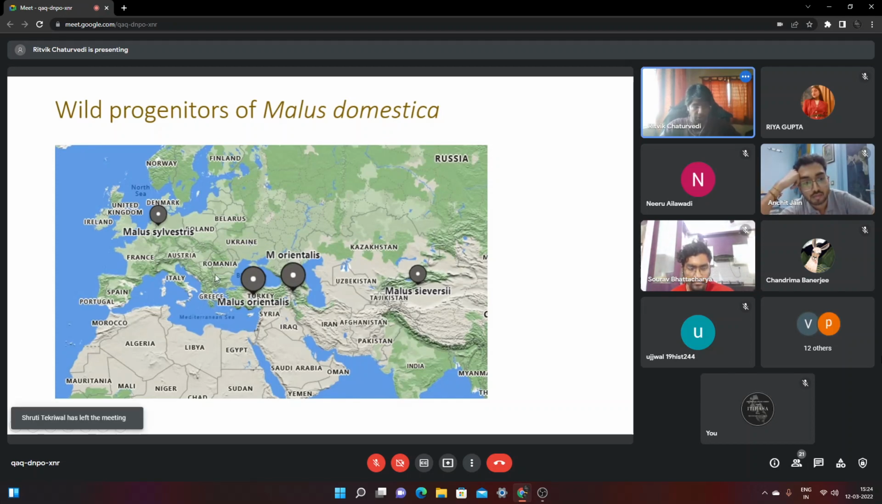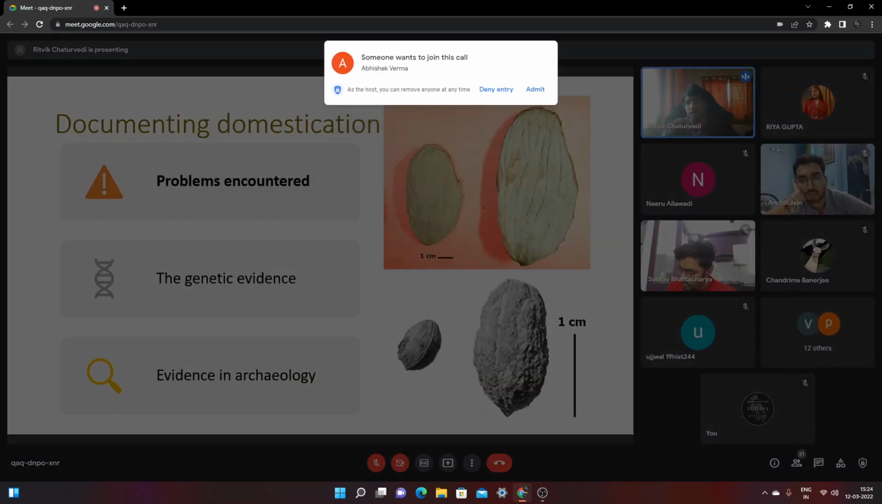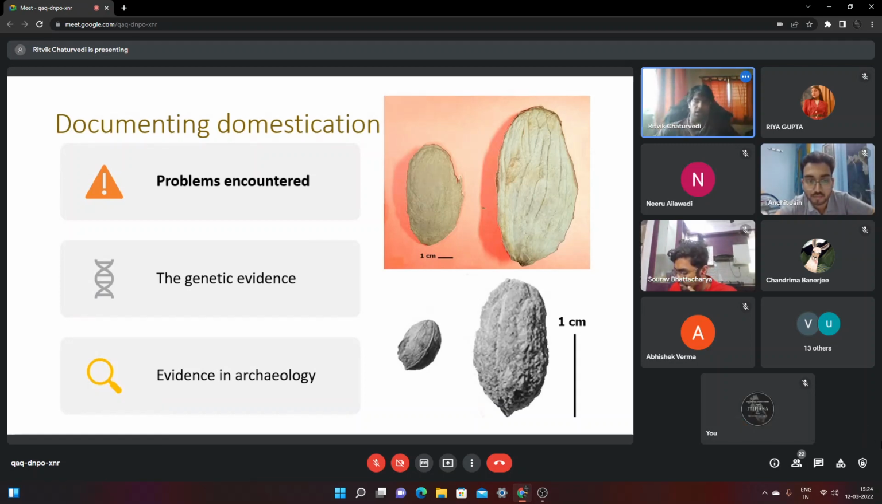I'm sorry for that. We observe largely three changes as part of the domestication syndrome in apple. One is the loss in bitterness, which cannot be observed archaeologically. The other is loss in dioecy. Loss in dioecy means that the plant has male individuals and female individuals. But evolutionarily speaking, when a plant transitions from dioecy to monoecy, we see a rise in hermaphroditism, which means there are no male or female individuals. Both the male and female reproductive parts are present on the same individual.